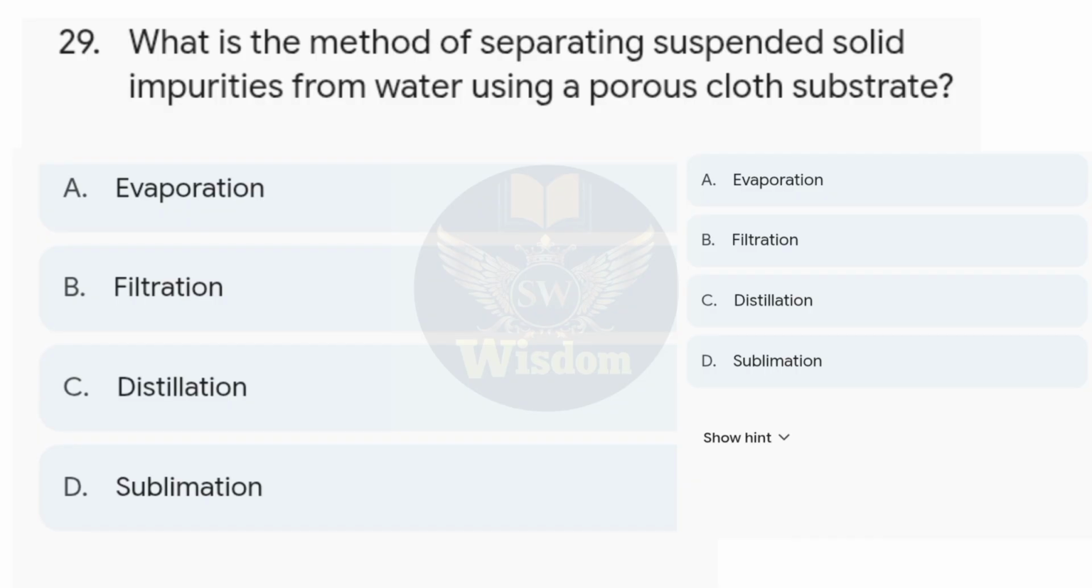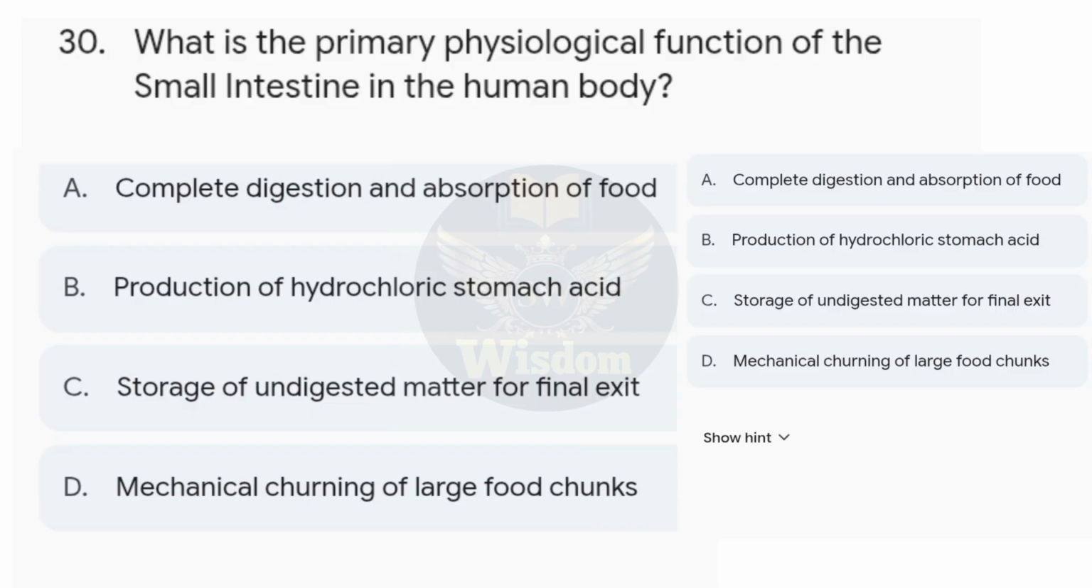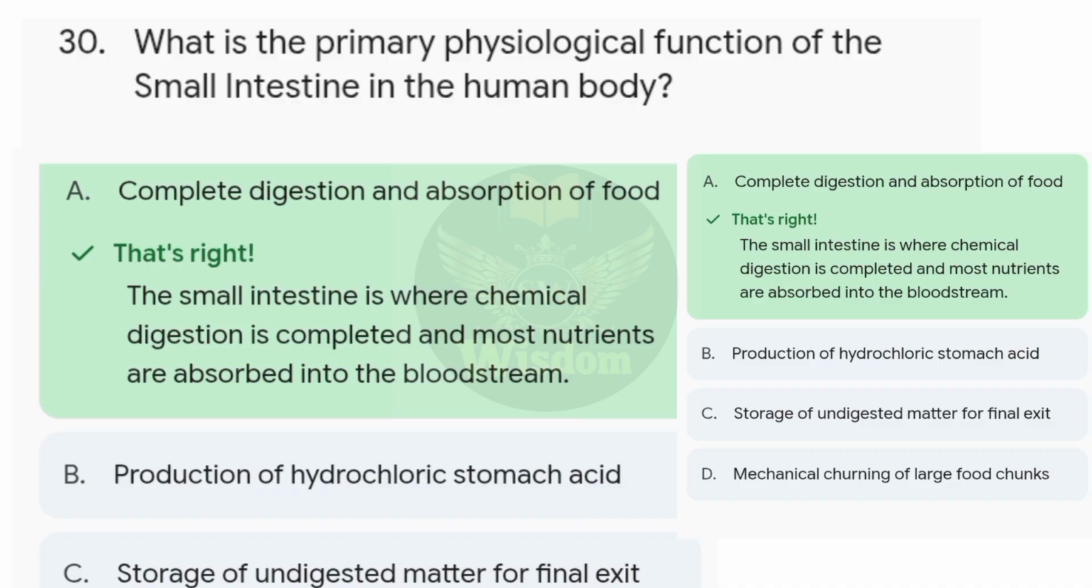Next question. What is the method of separating suspended solid impurities from water using a porous cloth substrate? The correct answer is option B, filtration. Next question. What is the primary physiological function of the small intestine in the human body? The correct answer is option A, complete digestion and absorption of food.